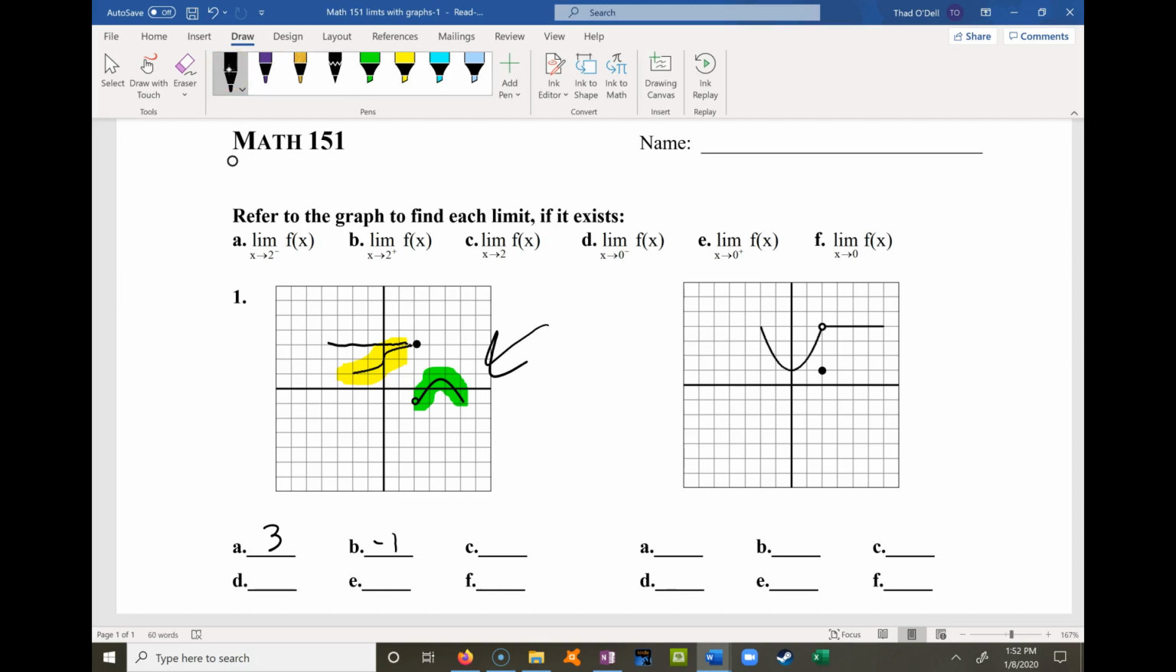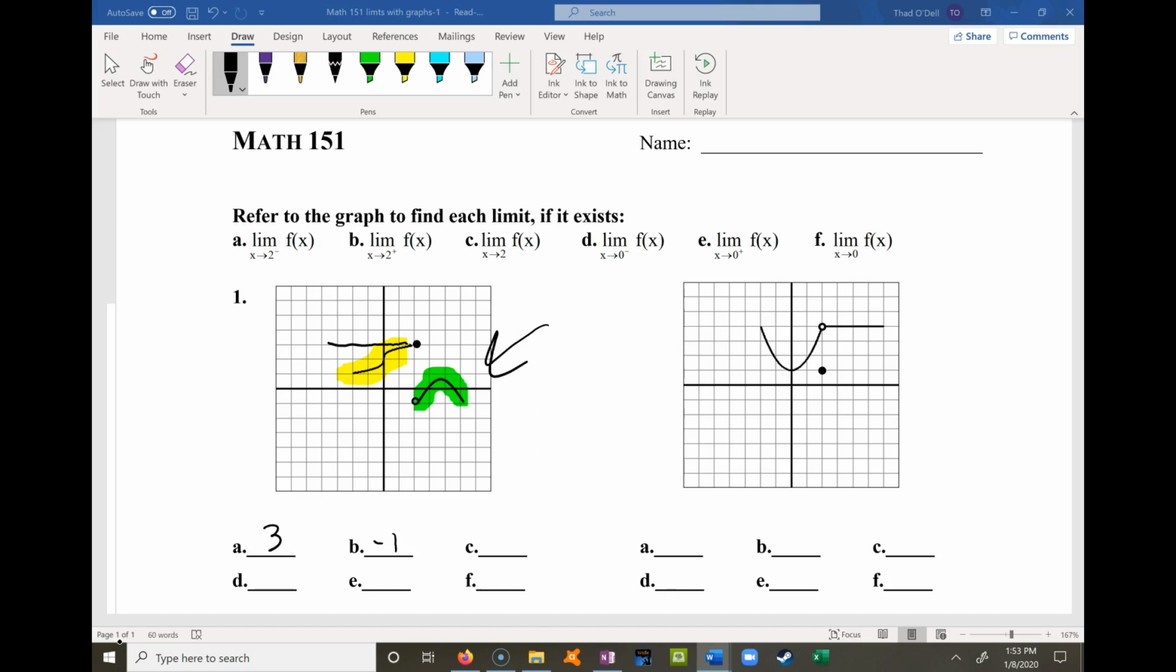And then if you look at C, C is asking what happens if I approach 2 from both sides at the same time, because you can see there's no little sign there. So now when I'm approaching 2 from both sides at the same time, well, they don't agree, because as I come in from the left side, it's saying that I'm getting close to 3. As I come in from the right side, it says I'm getting close to -1, which means the answer for C would be does not exist.